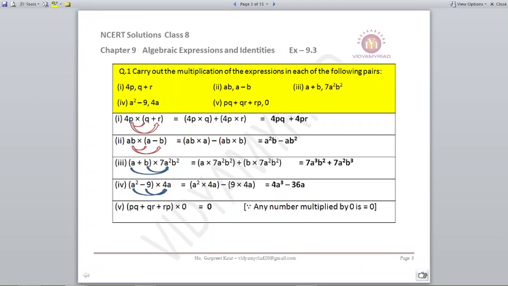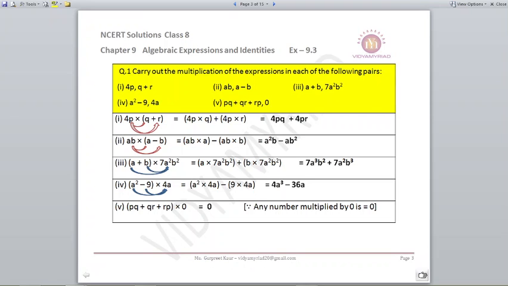Third case, a plus b to be multiplied by 7a square b square, which means first I will multiply a with 7a square b square, then I will multiply b with 7a square b square. Now a multiplied by 7a square b square. There is 1 a and there is 2 with a square, so 1 plus 2 is 3. So the answer will be 7a cube b square plus b multiplied by 7a square b square. In this case it becomes 7a square b cube.